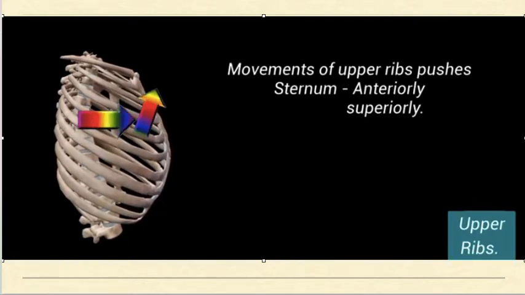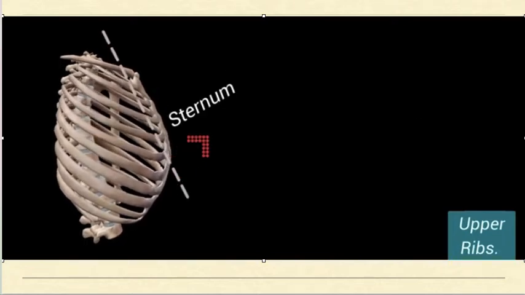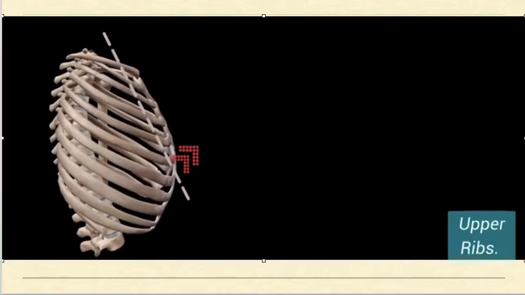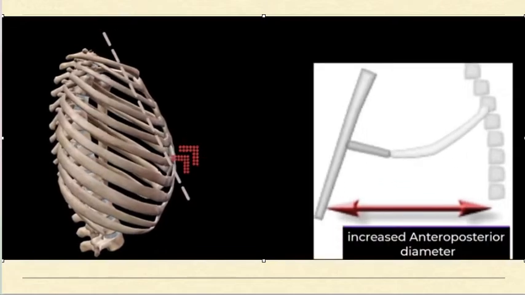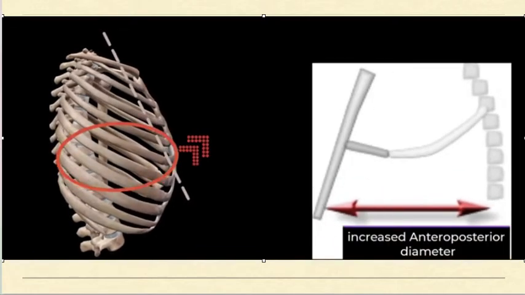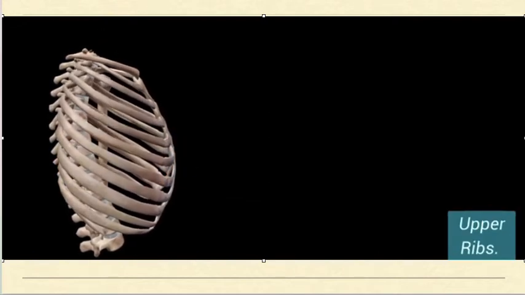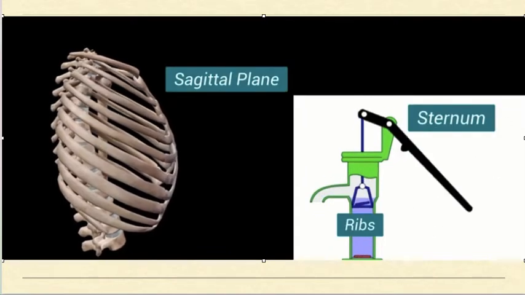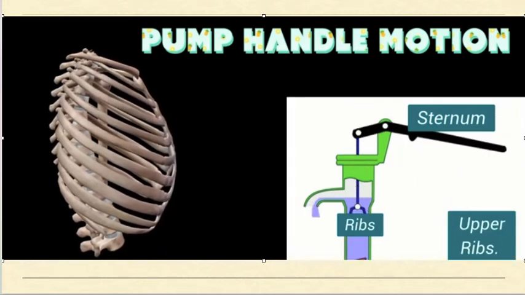Movement at the upper ribs pushes the sternum anteriorly and superiorly. You can see over here the sternum is pushed. Movement occurring at the manubriosternal joint pushes it anteriorly and superiorly, increasing the anteroposterior diameter. This is the pump handle movement. You can see the sternum going anteriorly and forward. See the pump handle motion.